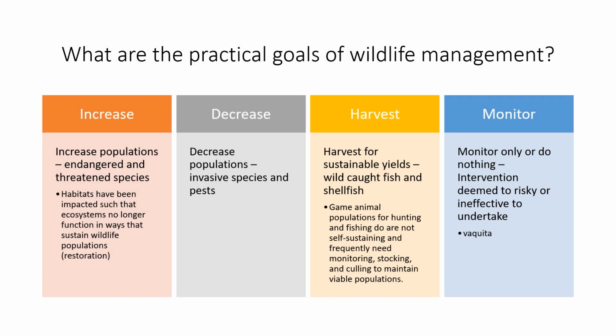Let's talk about a few goals of wildlife management. Here I've put them into 4 categories. We typically want to either increase a population, decrease a population, harvest a population, or monitor a wildlife population. Take a few minutes and see if you can understand what these general categories mean.